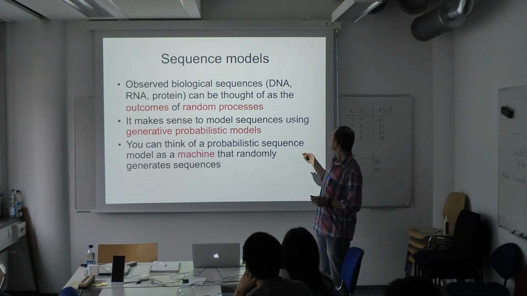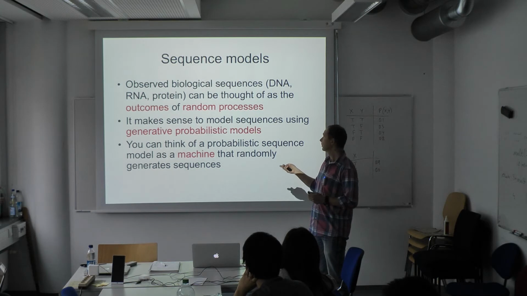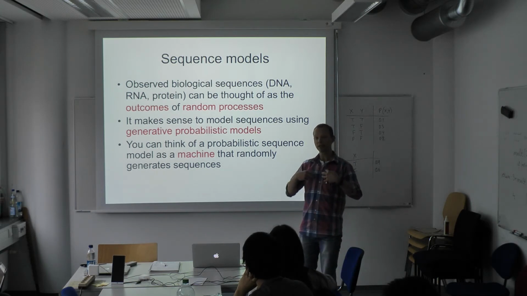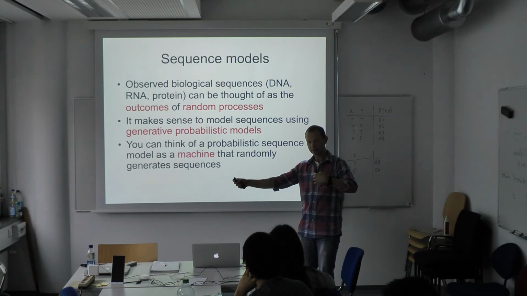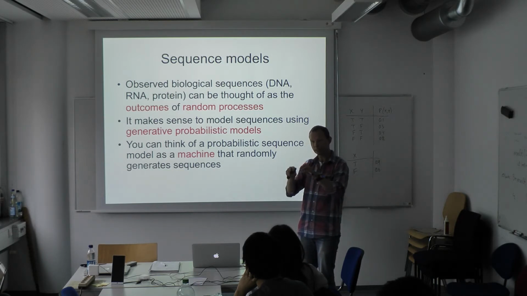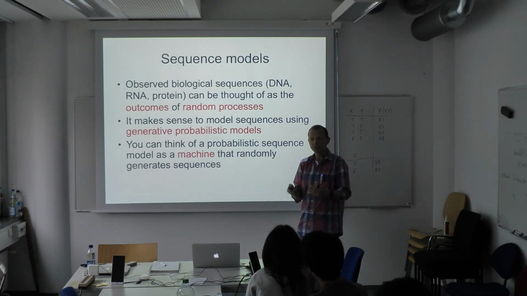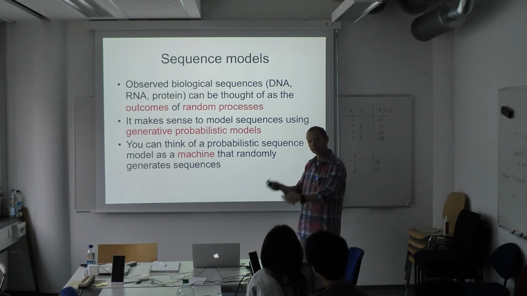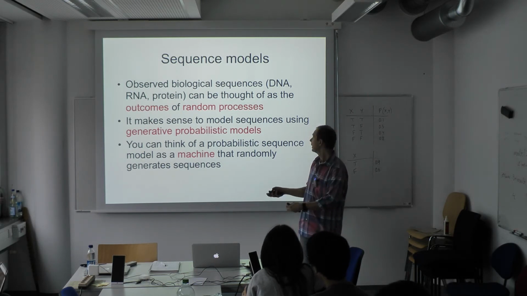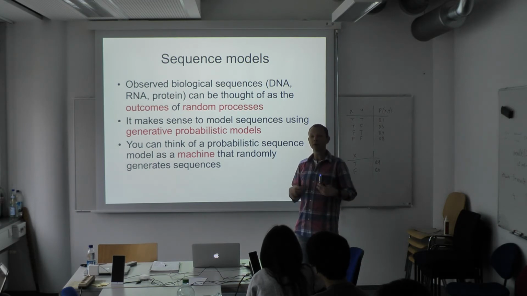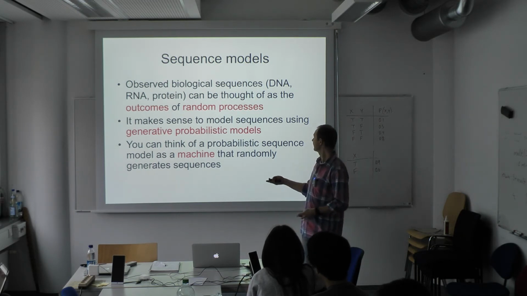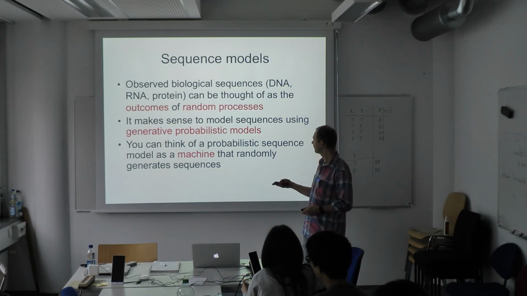It makes sense to model sequences using generative probabilistic models. So we think about our model as being able to generate these texts or these sequences. So basically, we are going to design that monkey that types the works of Shakespeare here. And of course, if we can do that, so we make sure that the monkey types the works of Shakespeare every time, that would be a model of Shakespeare, or the works of Shakespeare. You can think of a probabilistic sequence model as a machine that randomly generates sequences.